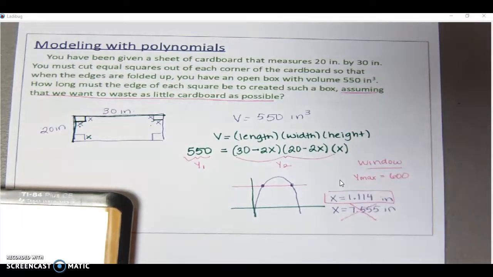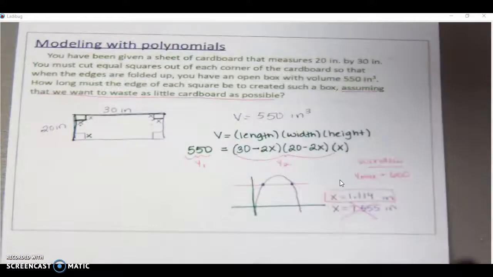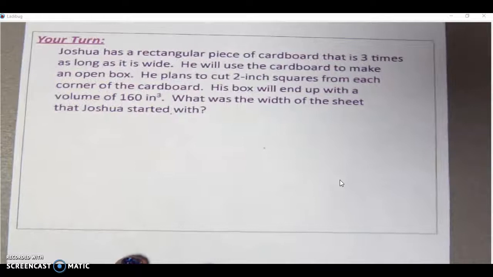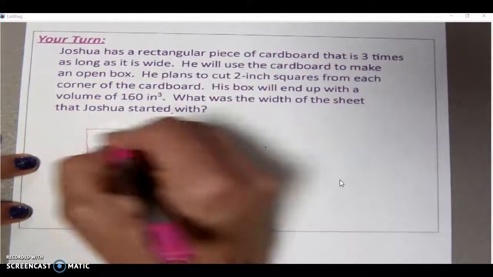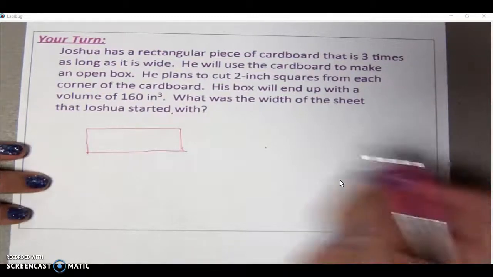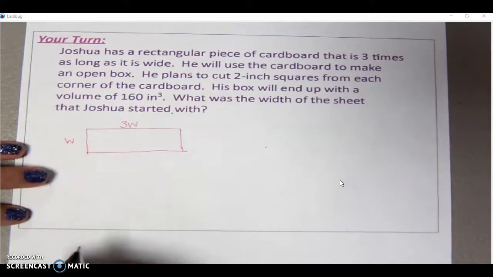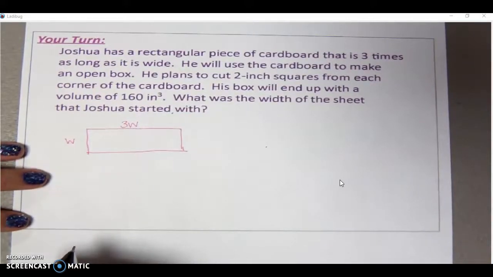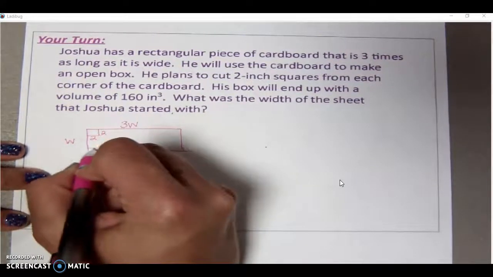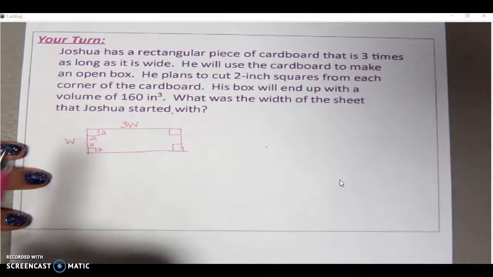Okay, so then we're going to look at another one of these. Very similar. Okay, so this one says Joshua has a rectangular piece of cardboard that is 3 times as long as it is wide. So I'm going to call the width W and I'm going to call the length 3W. He will use the cardboard to make an open box. He plans to cut 2-inch squares from each side to make an open box.